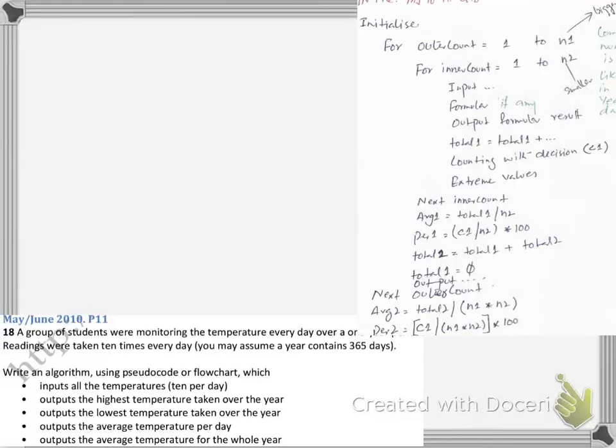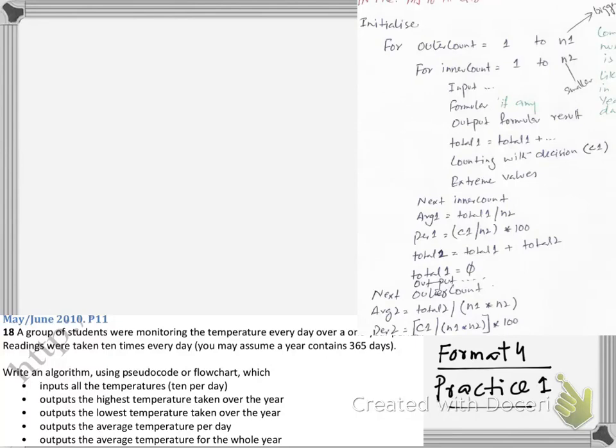So let us start. Format 4. Practice 1. So this practice is for question number 18 for May-June 2010 P11.